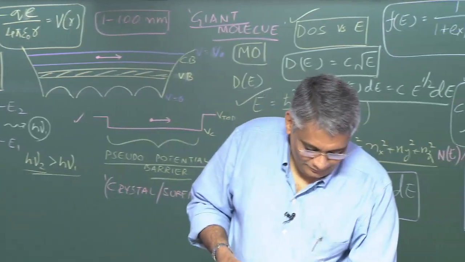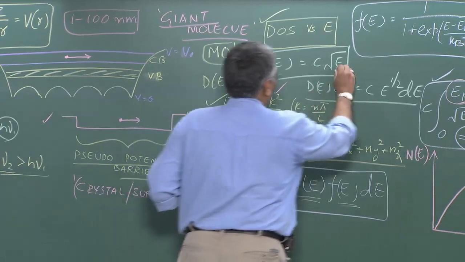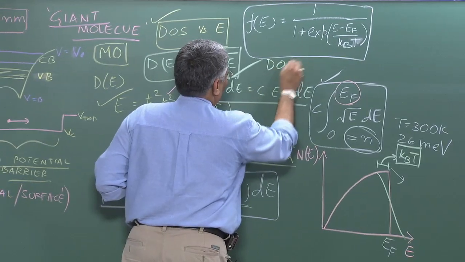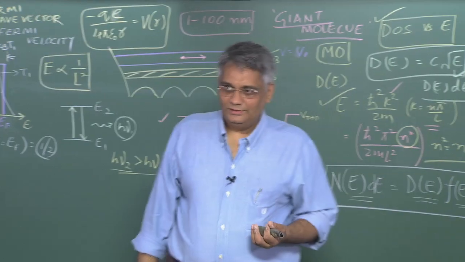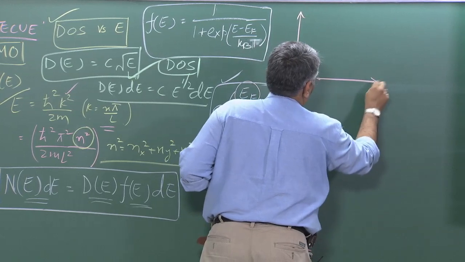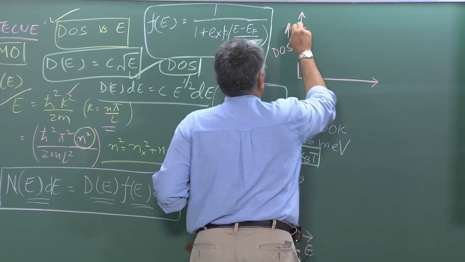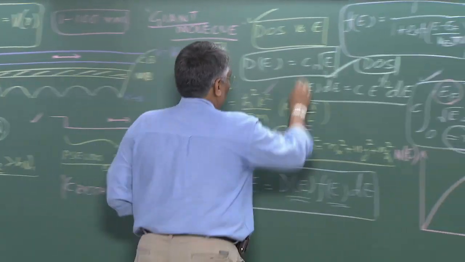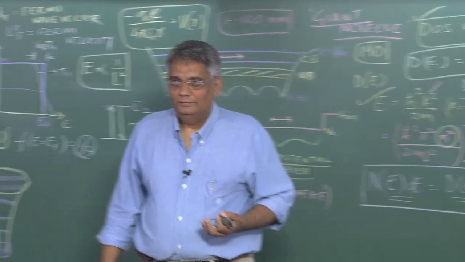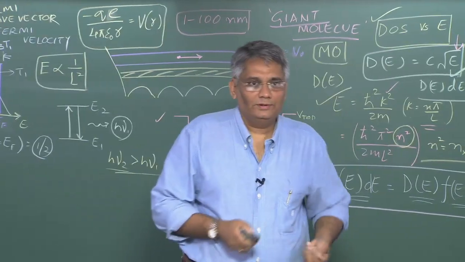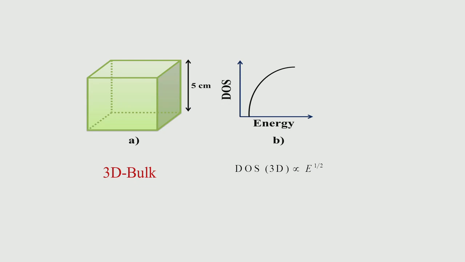All right. Now, this particular quantity we can simply call DOS, the density of states. Now, the density of states plotted as a function of energy just goes as root of E. So for a macroscopic bulk material, the density of states varies in that fashion. Okay.